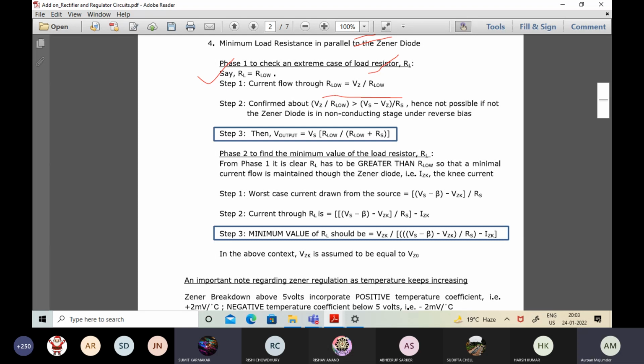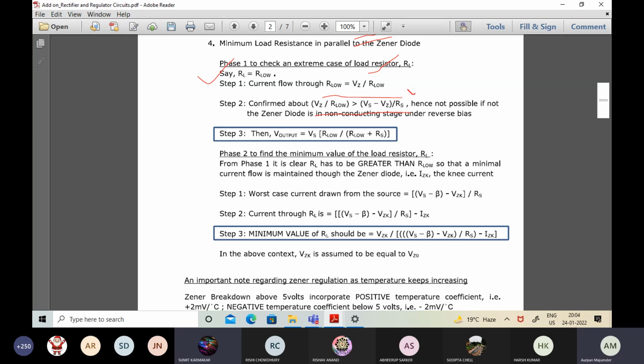What do you need to check? You need to check this inequality: Vz by R low, whether it is greater than Vs minus Vz by Rs. What does it really mean? If by applying these values you find that this value happens to be greater than Vs minus Vz by Rs, that is not possible. Obviously, the current flowing through the load resistance is a component coming from the source. It cannot be greater than the source current.